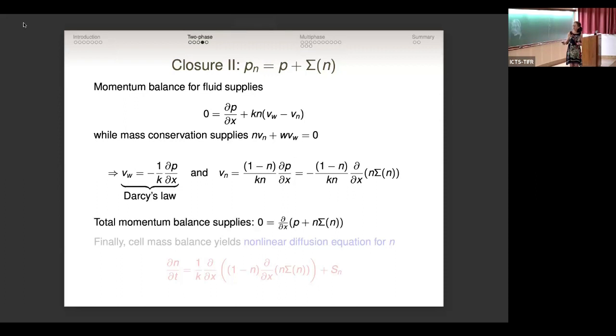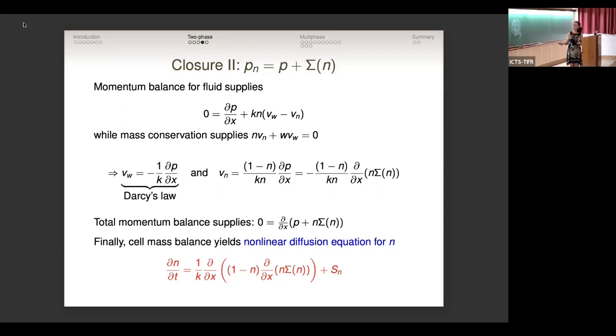And I guess just to make that a bit clearer for you, here, the total momentum balance in this case, which is sigma_w n_w plus sigma_n n equals 0, substituting gives you dp/dx in terms of minus d/dx of n sigma_n, which is where this has come from. So now finally, if we substitute for Vn in our mass balances for the cells, so nVn is equal to this, then we arrive at a nonlinear diffusion equation for n, right?